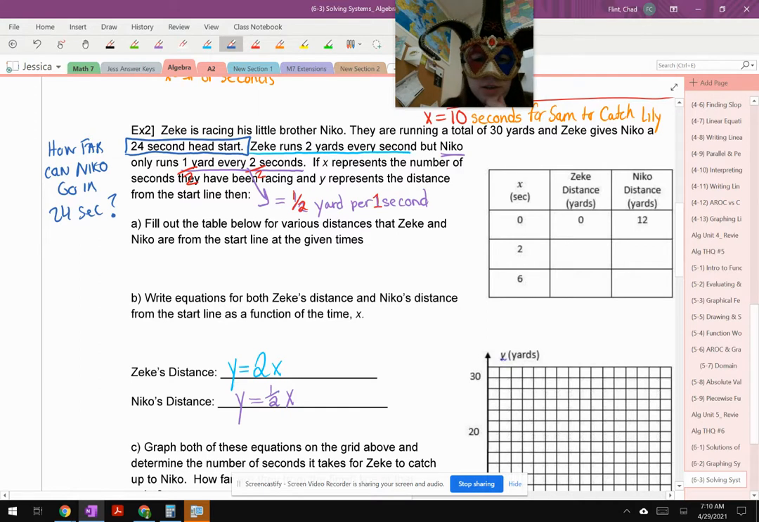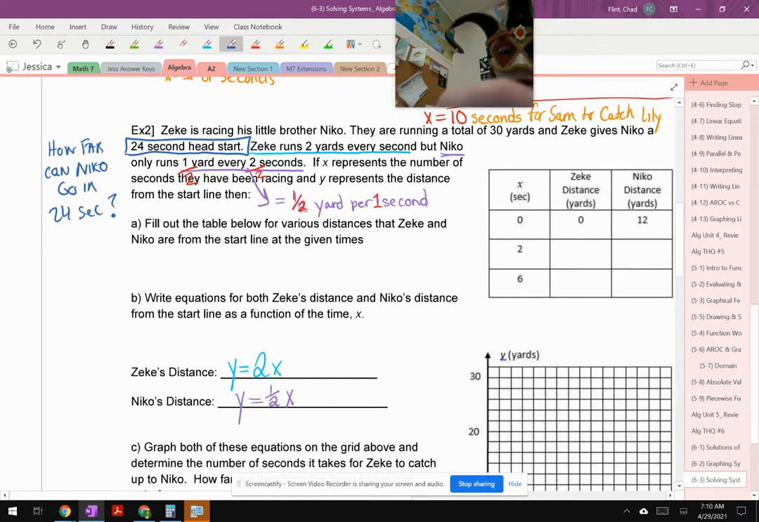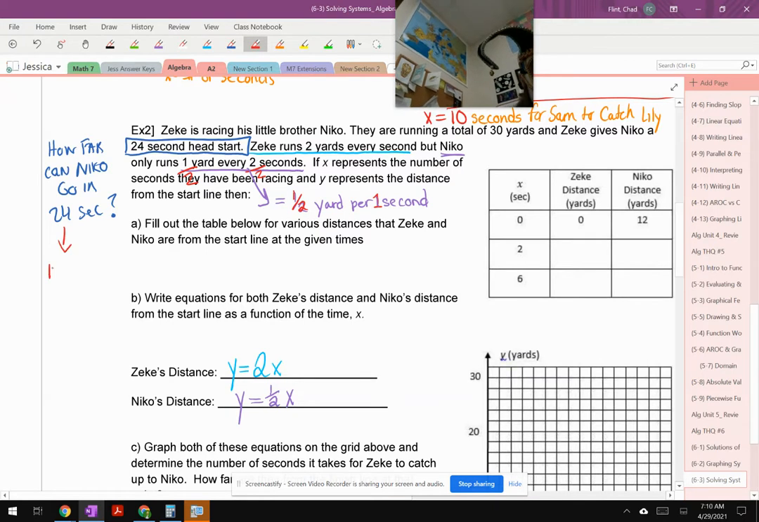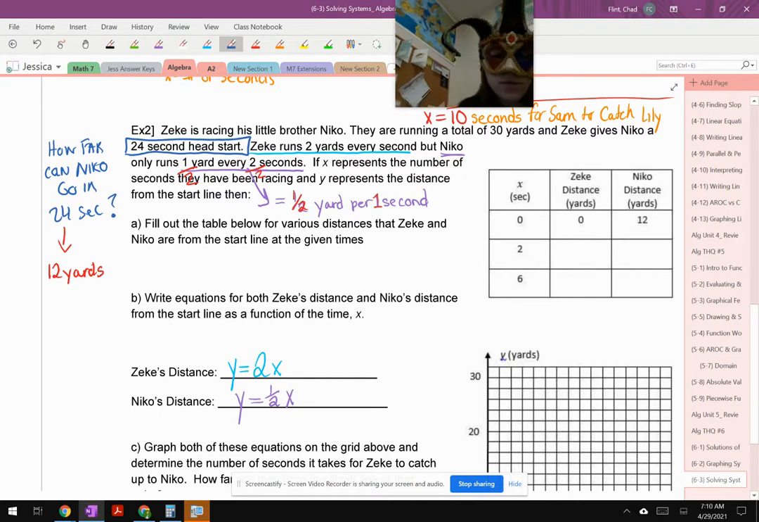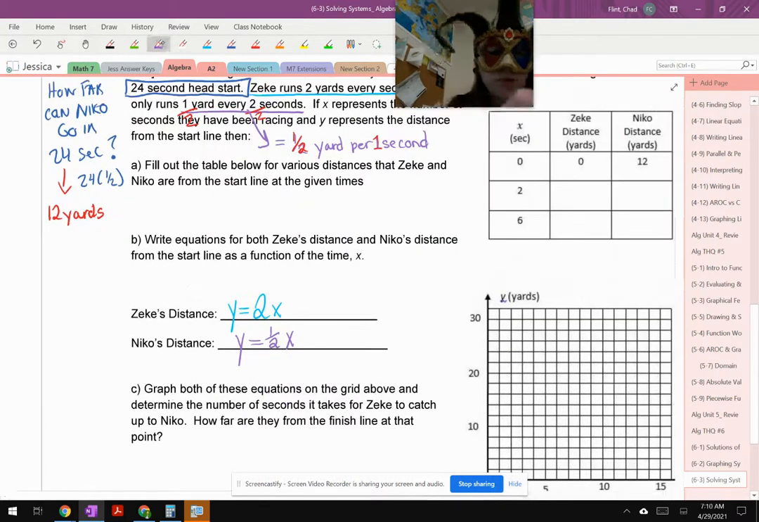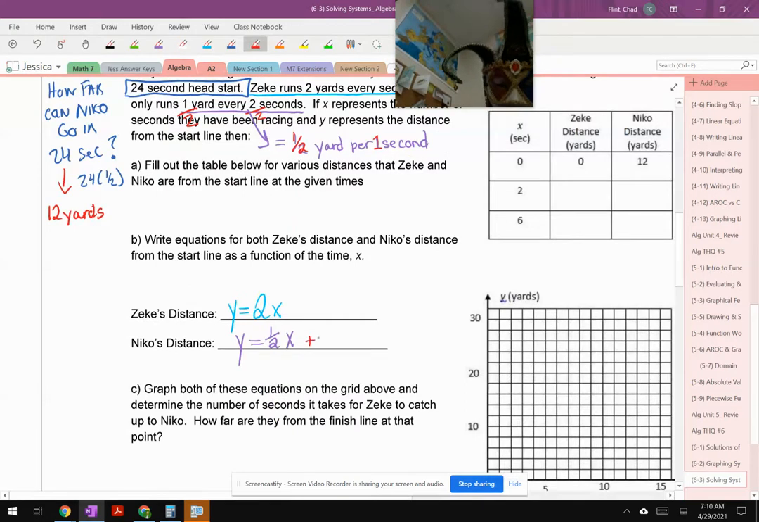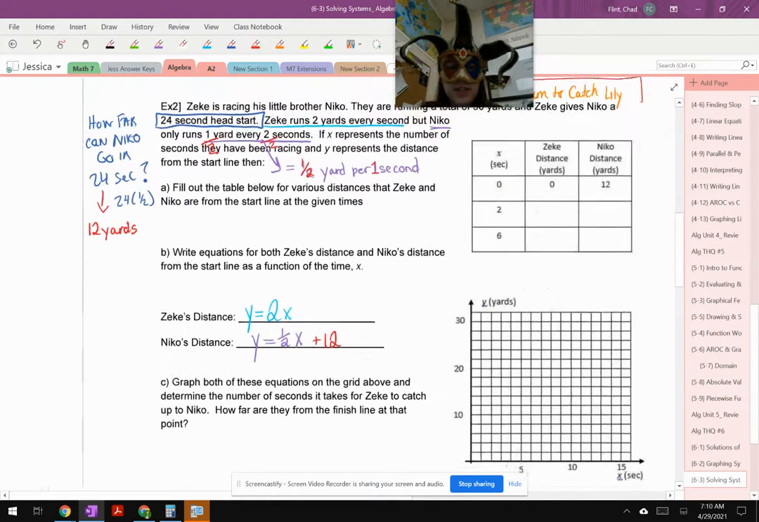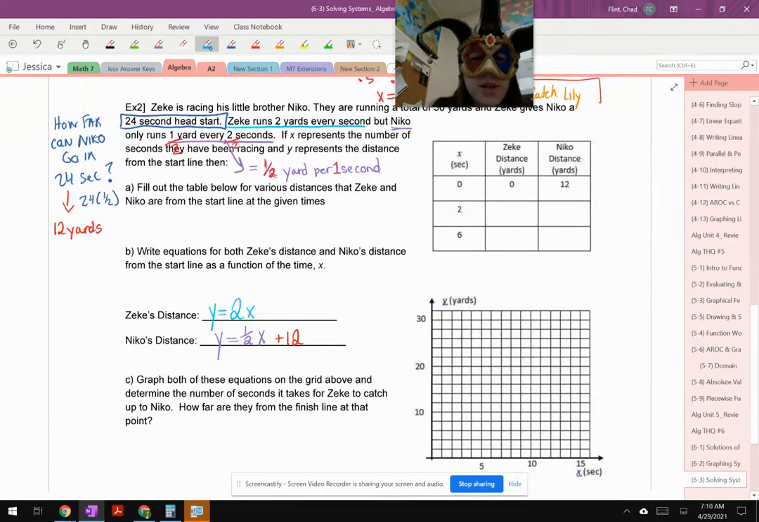So what did we say about Nico? Nico is running 1 yard every 2 seconds, or it takes him half a yard for 1 second. So in 24 seconds, he's going 12 yards. I get that by doing 24 times 1/2. So I'm going to put plus 12, for the number of yards, not the number of seconds, on Nico's equation. All right, so let's go ahead and fill out the table.